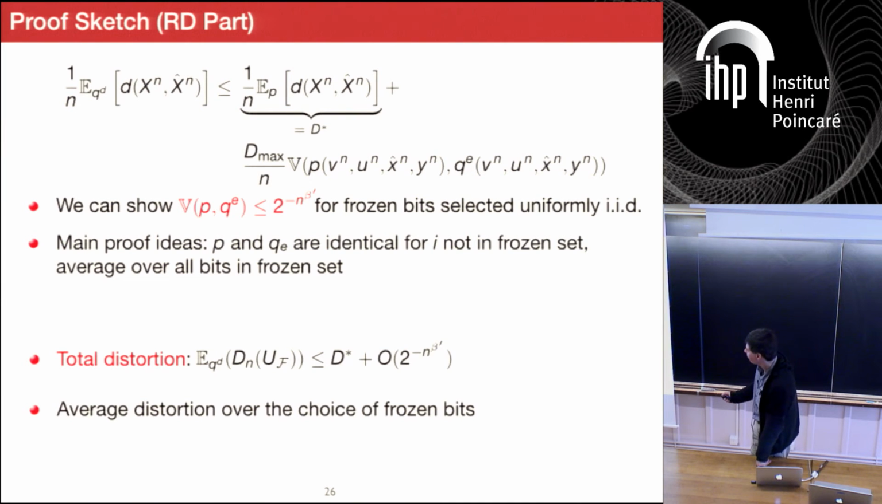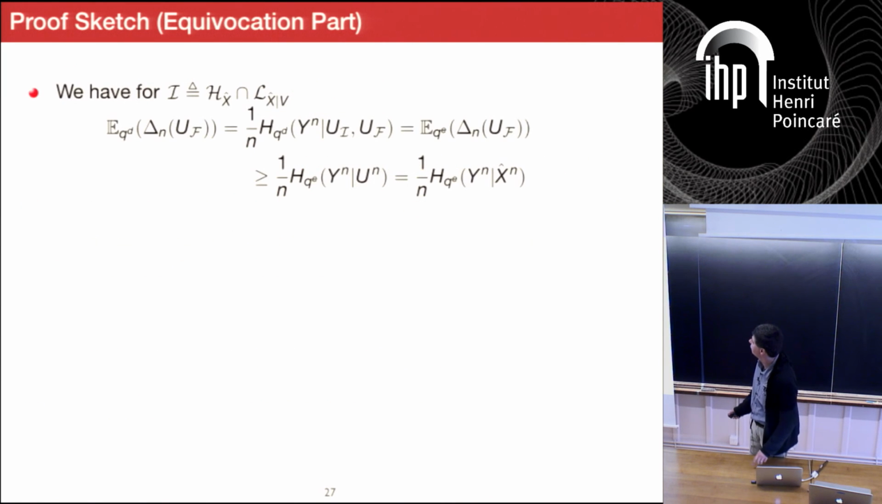So this gives us a total distortion here, and again, it's averaged over the frozen bits. Now for the equivocation, we again take the expectation over all frozen bits. So it's the expectation over the function QD and average over all frozen bits. We can write this in a form that we can express with a function with a QE. So this is a distribution at the decoder, and an induced distribution at the encoder. This can be upper bounded by this expression here, which can essentially be upper bounded by this expression. So this is again close to what we want to have. This is xn hat and this is yn.